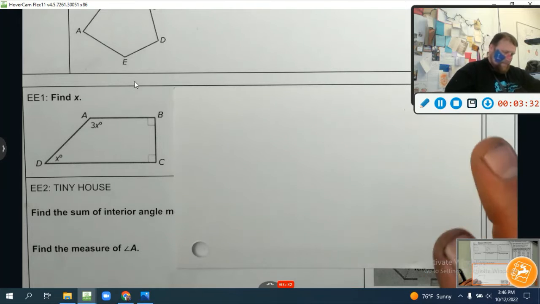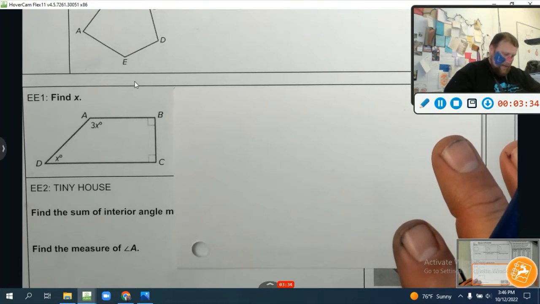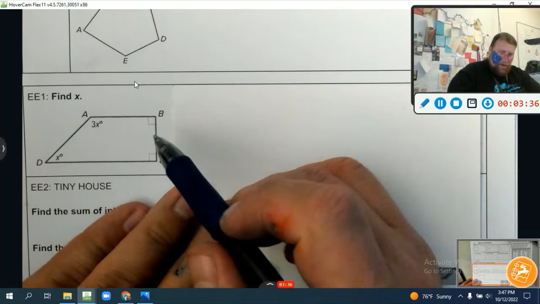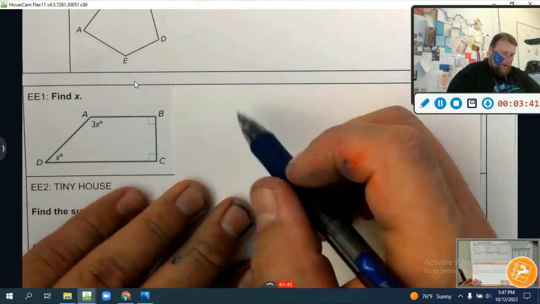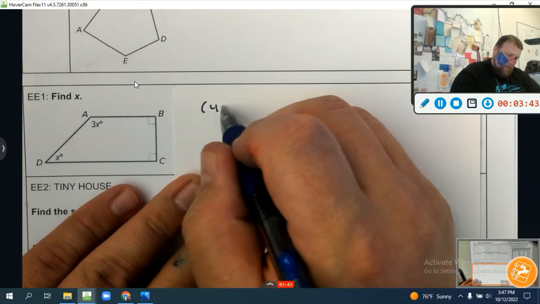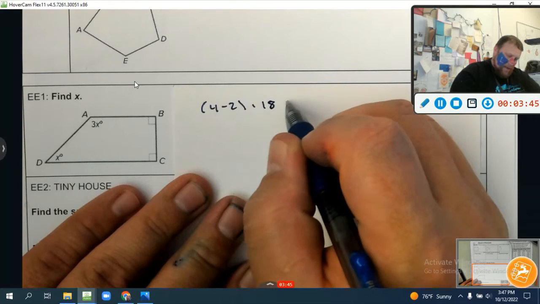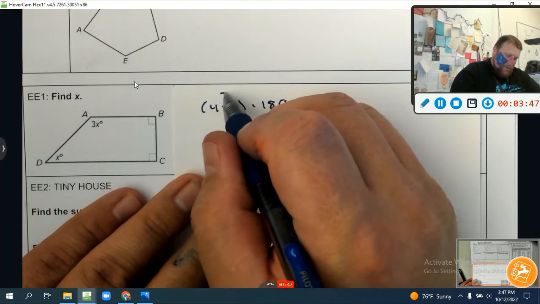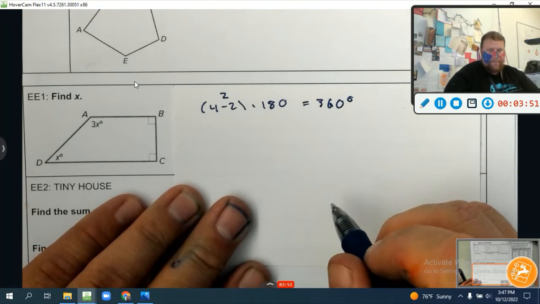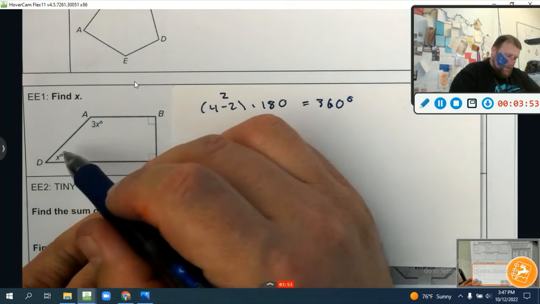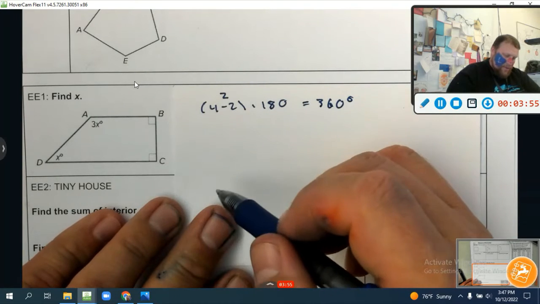But it says find x. So first of all, what do the angles of a 1, 2, 3, 4-sided figure add up to? Well, we know they're going to be 4 minus 2 times 180. Which 4 minus 2 is 2. What's 2 times 180? That's 360 degrees. Okay? So I know all these angles, A, B, C, and D, will add up to 360 degrees.